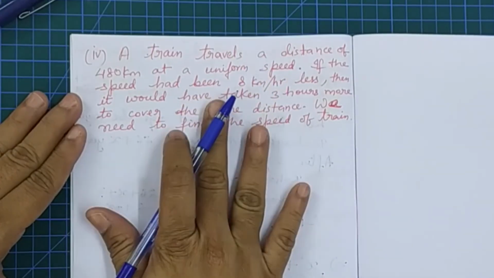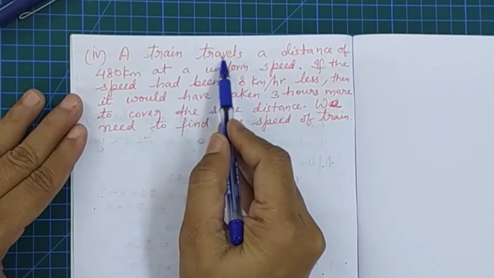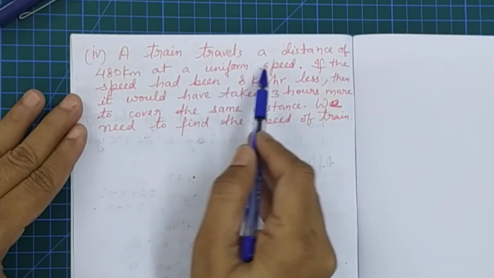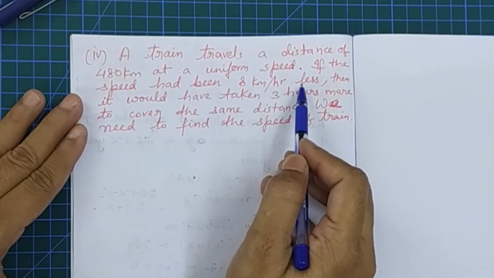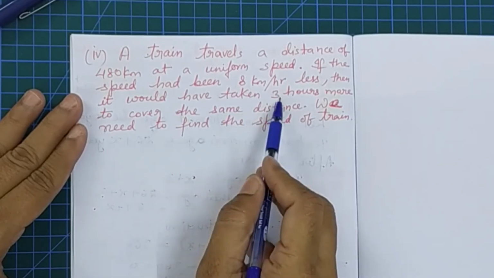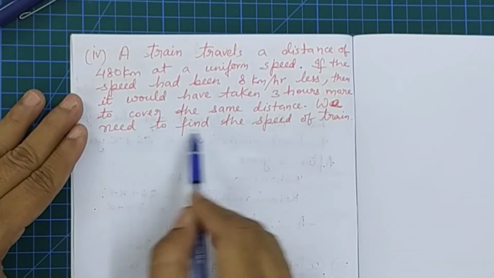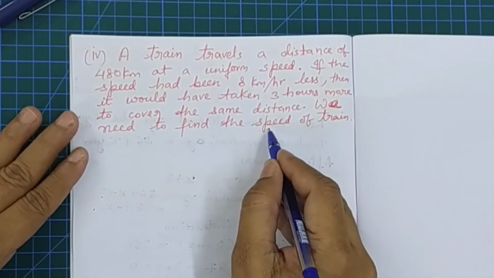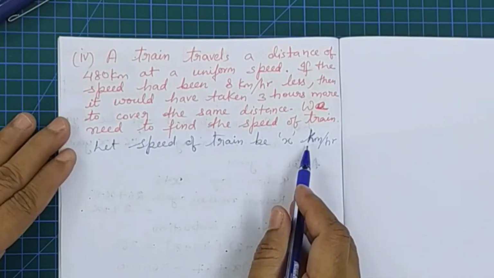This is the last question of the first exercise, a statement problem. A train travels a distance of 480 kilometers at a uniform speed. If the speed had been 8 kilometers per hour less, then it would have taken 3 hours more to cover the same distance. We need to find the speed of the train. So let us begin with our assumption. We have to find the speed of the train. So let the speed of the train be x kilometers per hour.